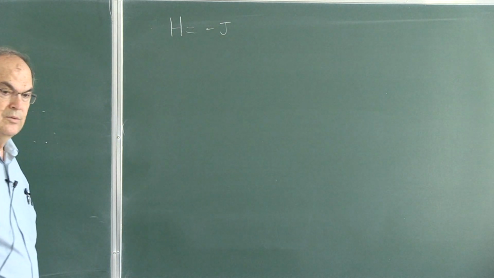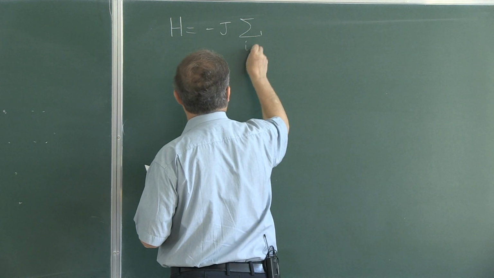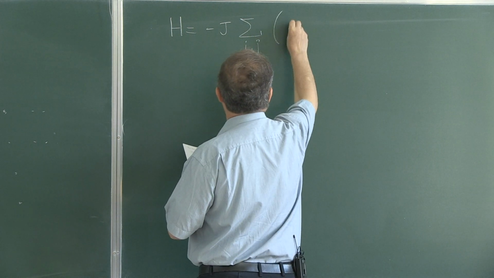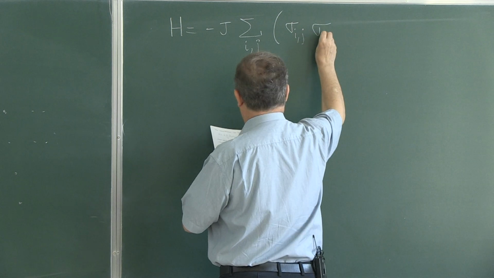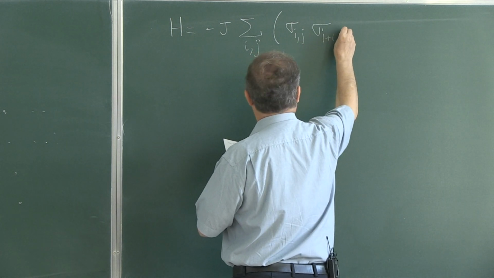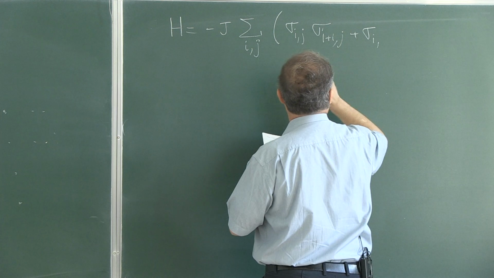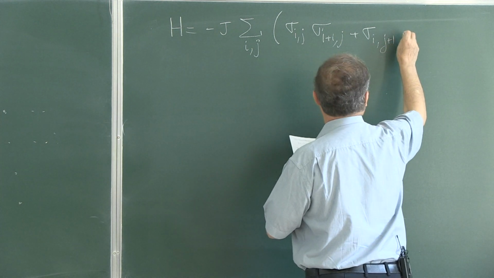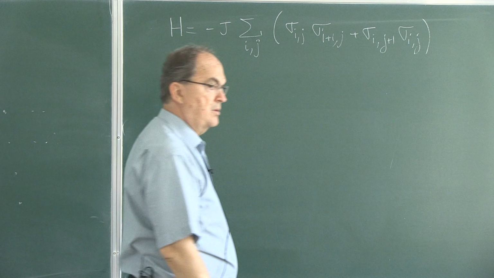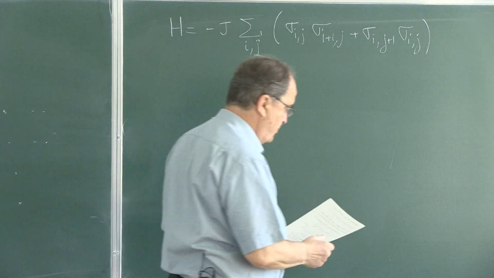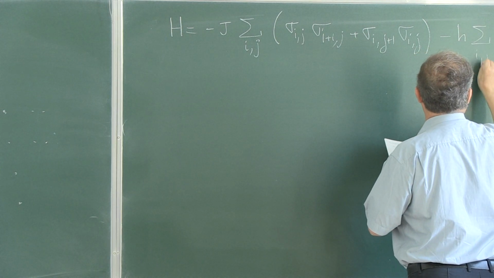Again, J taken to be positive is going to correspond to ferromagnetism. We have two labels, i, j, for each spin. Sigma i plus 1, j and sigma i, j plus 1 times sigma i, j. This is the interaction term in the symmetrical form, and this is the external field term interacting with the spins.